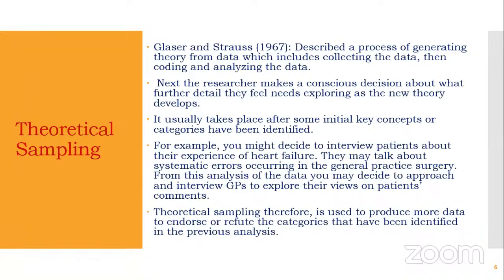Okay, what is theoretical sampling? I have already mentioned it twice in the previous slides. Glaser and Strauss in 1967 described this process of generating theory from data, which includes collecting the data, then coding and analyzing the data. Here, the researcher makes a conscious decision about what further detail they feel needs exploring as the new theory develops. It usually takes place after some initial key concepts or categories have been identified.